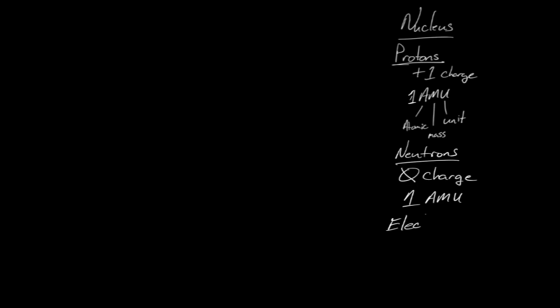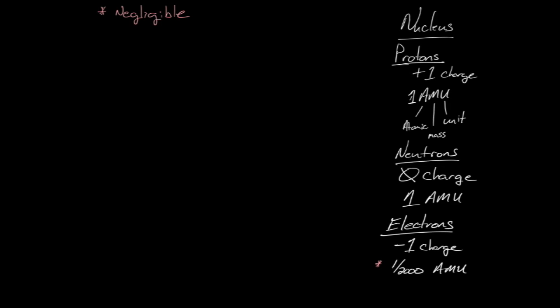So electrons. Electrons have a -1 charge. And the interesting thing is they only have 1/2000th of an AMU. So it takes 2,000 electrons to equal 1 proton. So we say that the electron's mass is negligible. And remember, negligible means we know it has mass, but its mass is not great enough to impact the mass of the entire atom to any great extent.